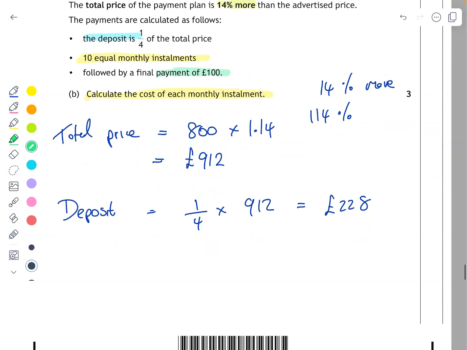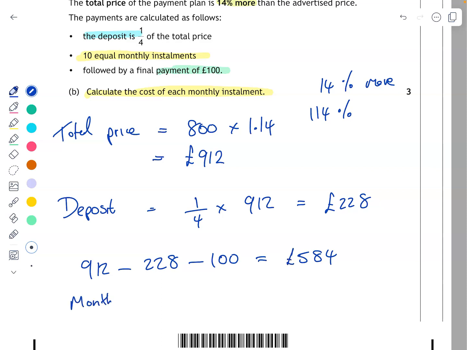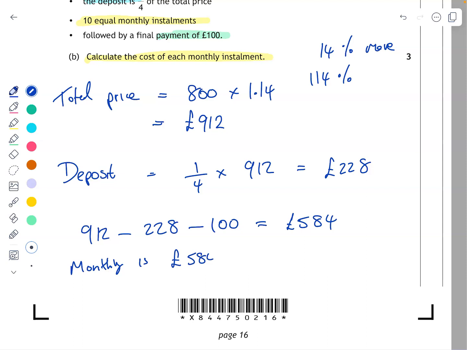So what we can do, because we want to find out what the monthly instalments are, is calculate what's left once you've taken the deposit and the payment of £100. So we've got 912 minus the 228 minus the 100. That comes to £584. So that's the amount that Eileen wants to pay over 10 monthly instalments. So for the monthly instalments, it's going to be this £584 divided by 10 months. So that comes to £58.40 per month.